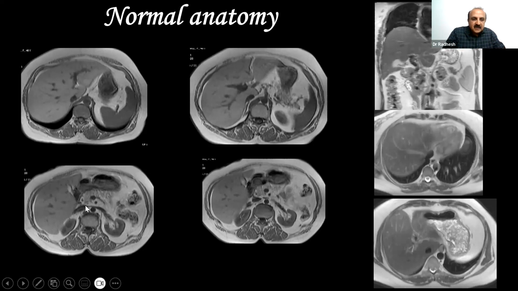Clear? So this is the left renal vein, inferior vena cava, aorta, left kidney, renal sinus fat. This is the stomach. This is the pancreas. Superior mesenteric vein, superior mesenteric artery.